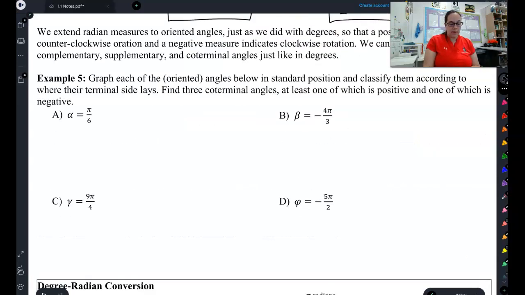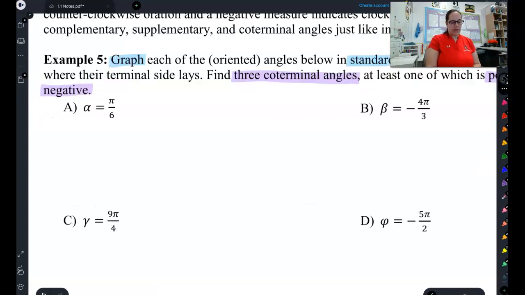So we're going to come back here and do the same example we did before with graphing, classifying, and coterminal angles, but now we're going to do it with radians instead of degrees. We are going to graph the angle in standard position, classify it according to what quadrant it's in, and find 3 coterminal angles, one of which is positive, one of which is negative.